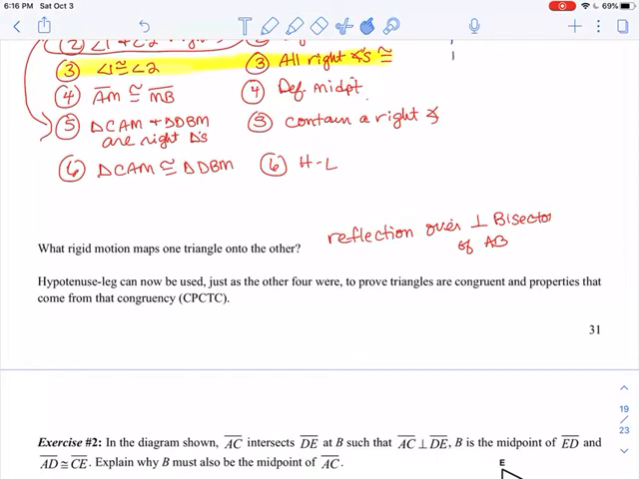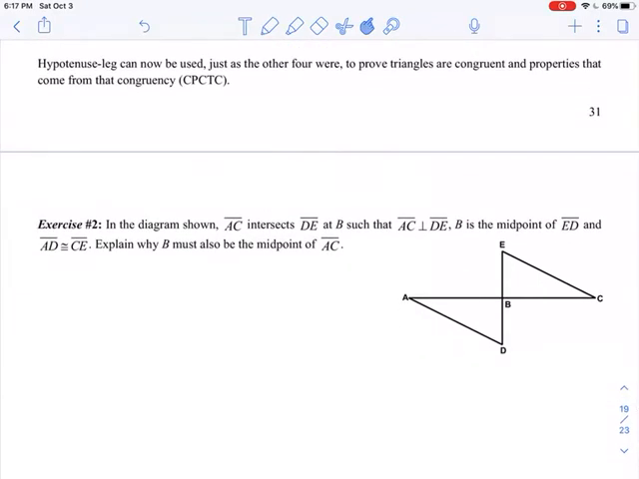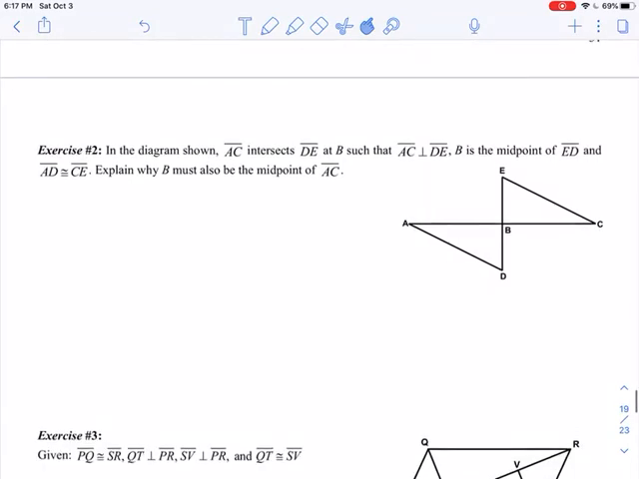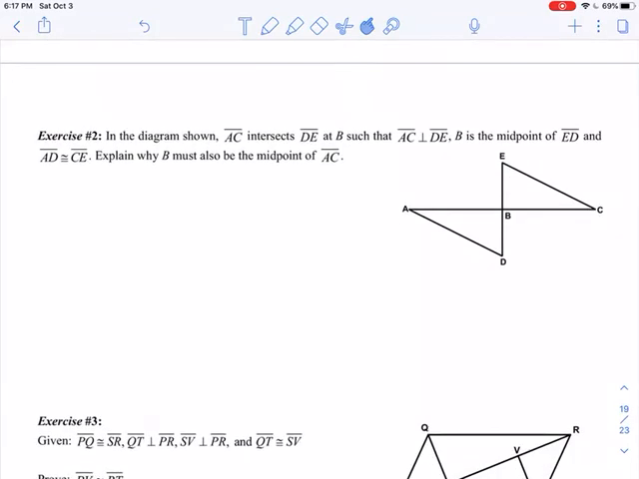Hypotenuse leg can now be used just as the other four were to prove triangles are congruent and properties come from that congruency, CPCTC. So basically, we're now in the same boat just like we were before of using it, and this is my fifth way to prove triangles are congruent to each other.